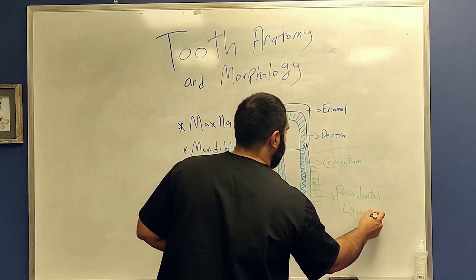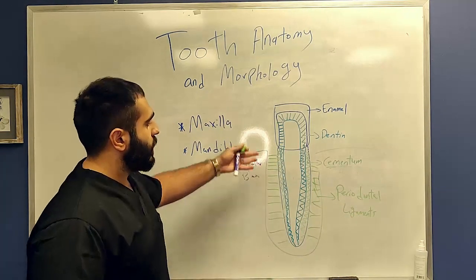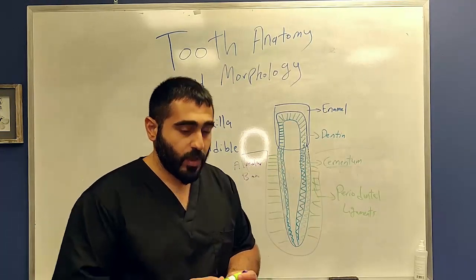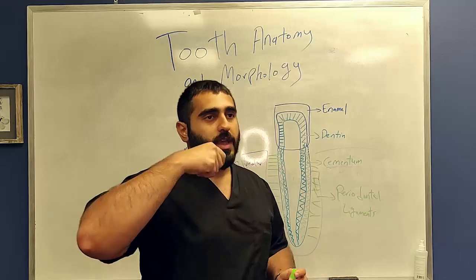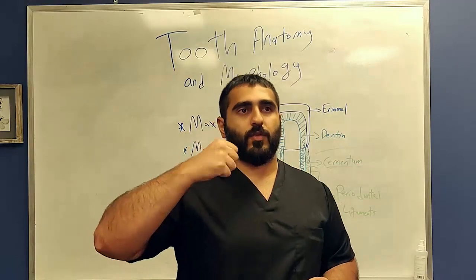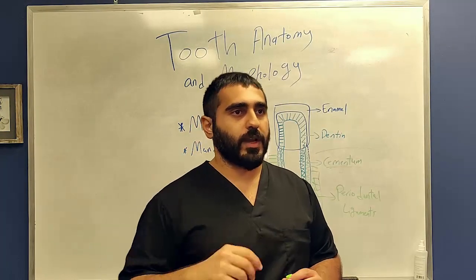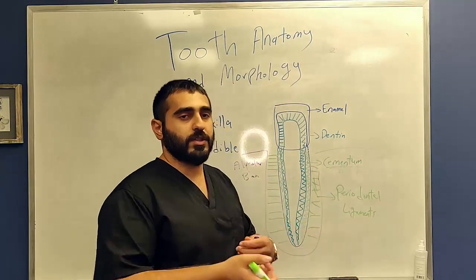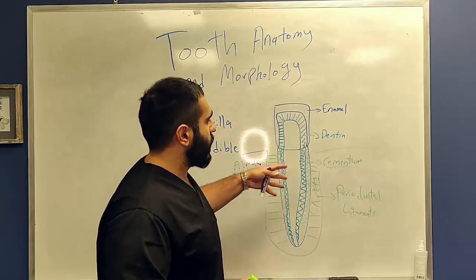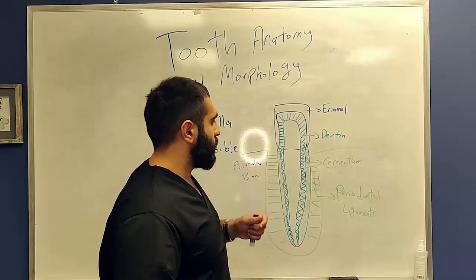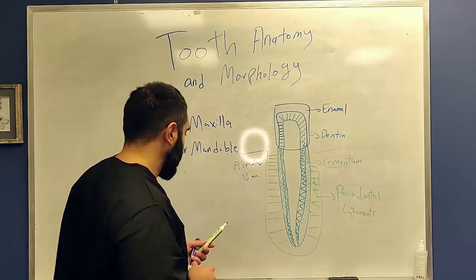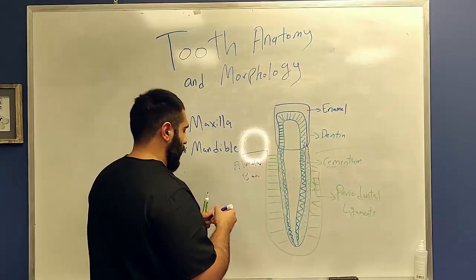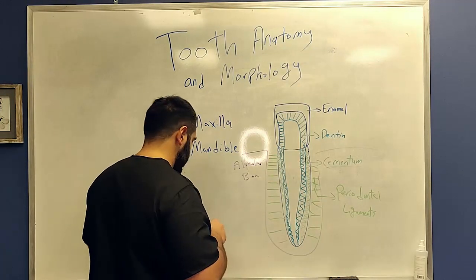These periodontal ligaments are what hold the tooth in place and attach them to the alveolar bone. If you ever had any of your teeth extracted and you notice this weird noise while they're loosening your tooth to pull it out, that noise is the periodontal ligaments breaking so that they could mobilize the tooth and extract the tooth.